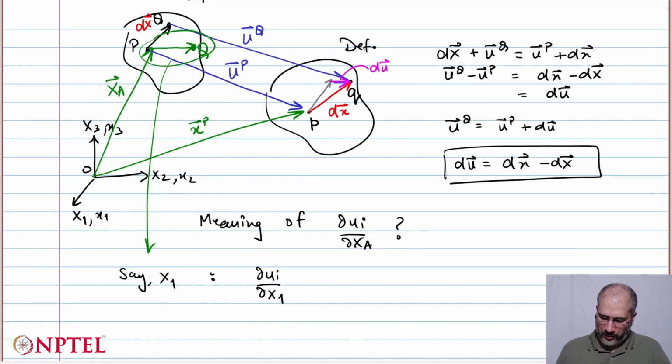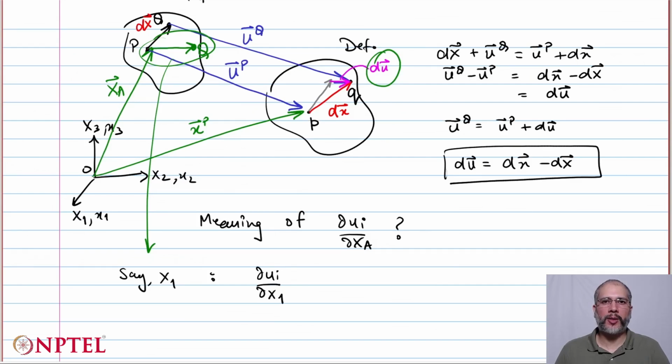And then as I move in the x1 direction in the material coordinate to find a point Q, I try to find the differential displacement by finding the small q in the deformed configuration. So whatever we did earlier to find this differential displacement du is the same thing we do, except that point Q, capital Q, has been found by moving in the x1 direction in the undeformed configuration. So this is the meaning of del ui by del capital X1.